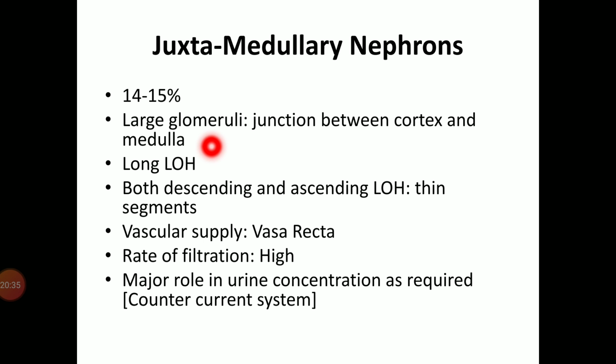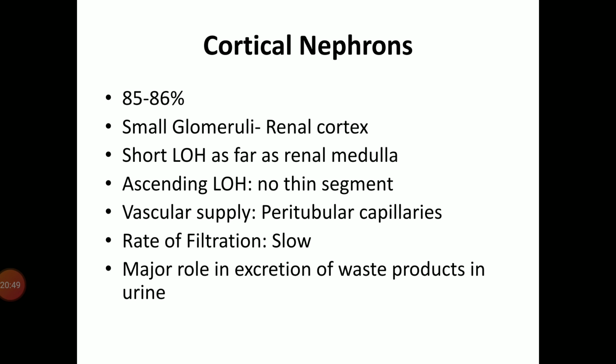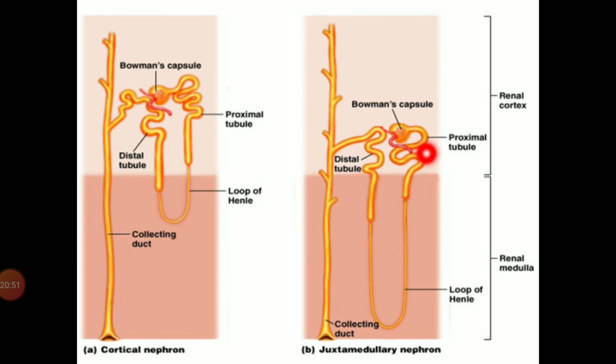The nephron itself is long because its loop of Henle is longer. Why is the loop of Henle longer? Because the thin segment contains both the descending and ascending limbs of the loop of Henle. Now, while talking about its blood supply, since this juxtamedullary nephron is so long, the peritubular capillaries alone are not sufficient to supply it. There is another division of the efferent arteriole, the vasa recta, which also supplies this kind of nephron because it is so long.